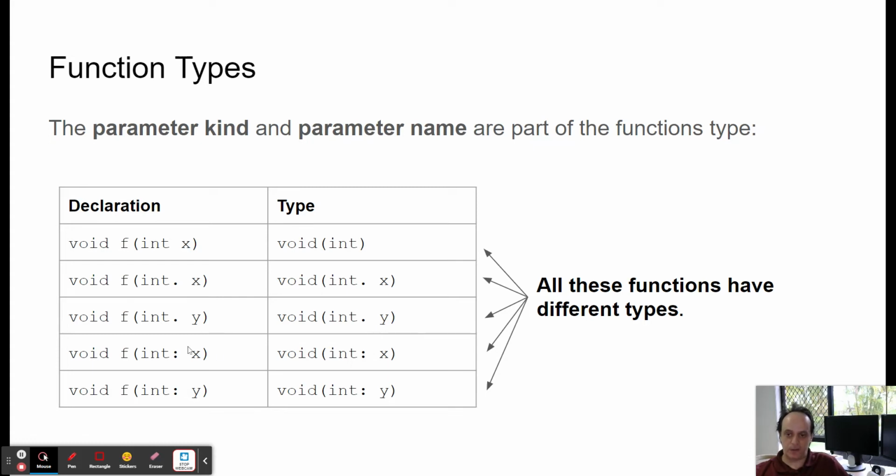Same with designator required and x. Designator required and x is part of the function type. Designator required parameter y, then designator required parameter y is part of the function type. And it's important to understand that all 5 of these functions are different from one another. So these 2 functions are different because they have a different name, this function and this function are different because they have a different parameter kind, and so on.